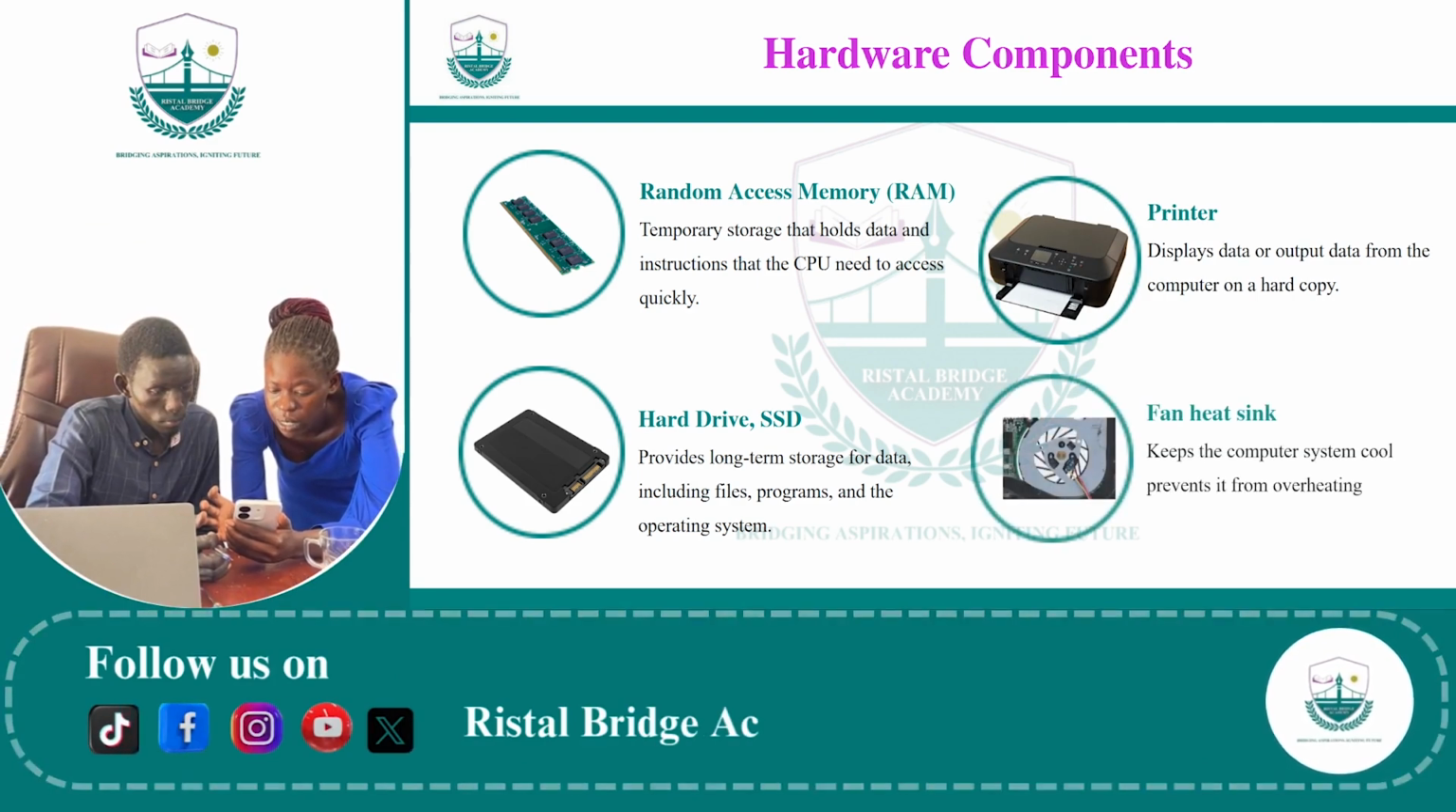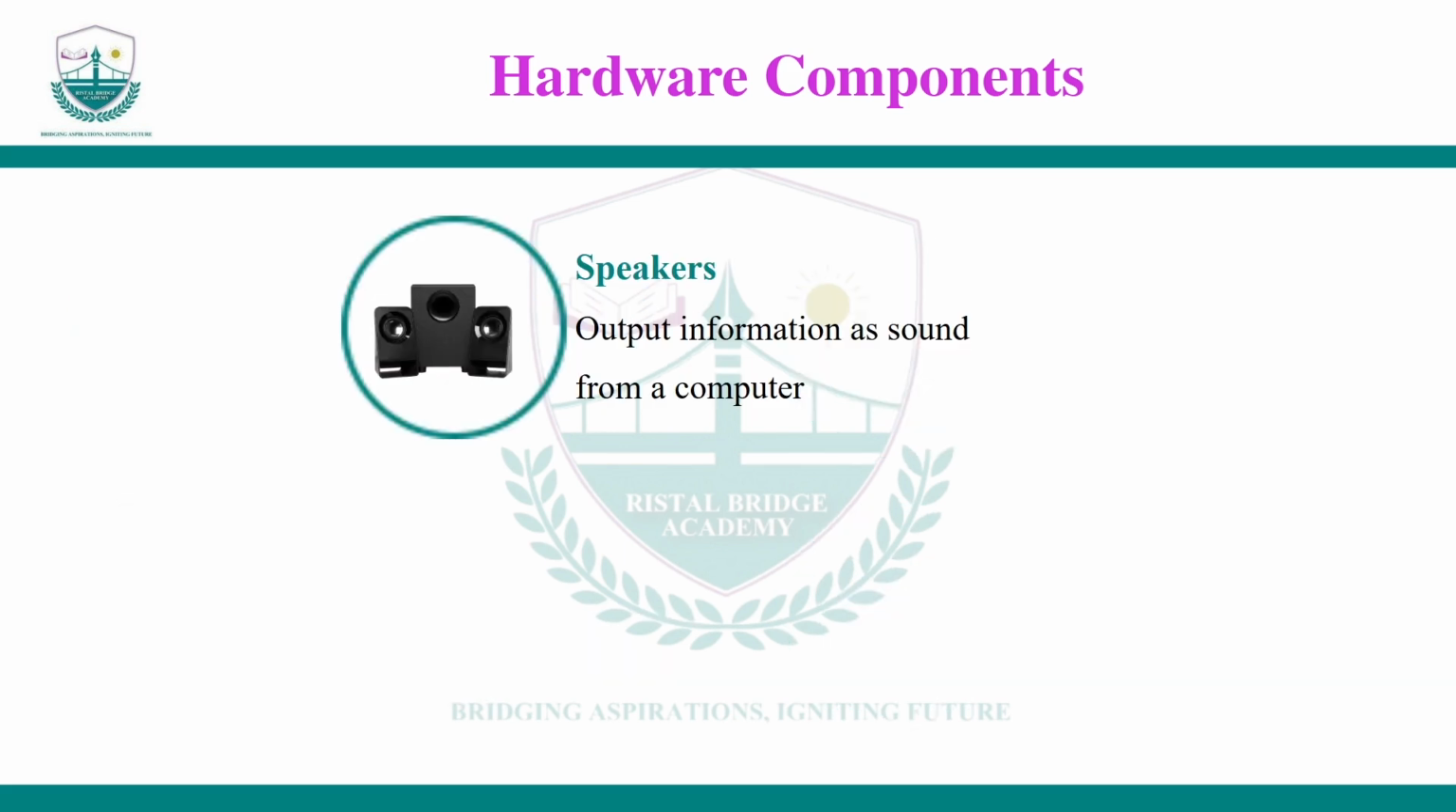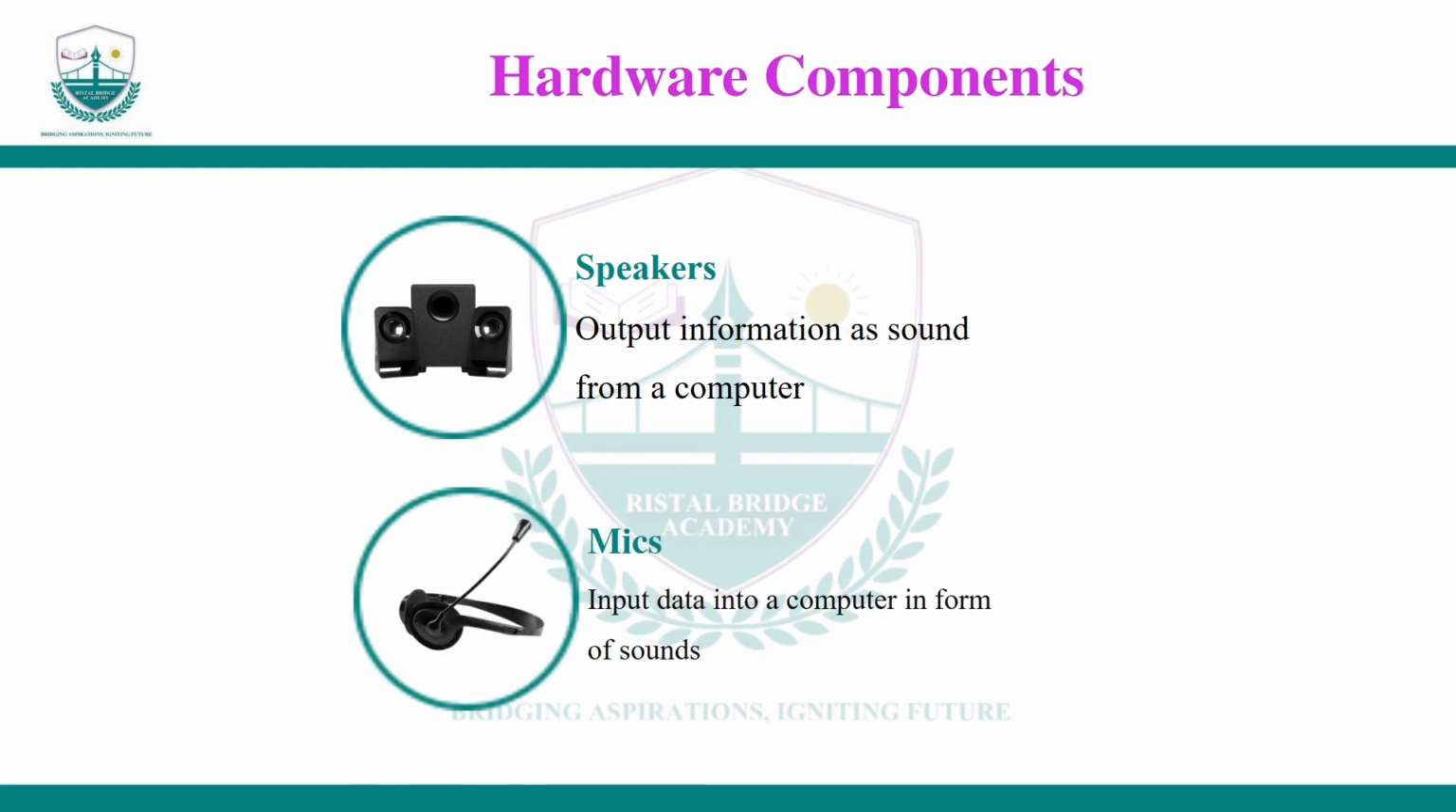Fan prevents overheating. The fan, as part of the computer's cooling system, plays a critical role in preventing overheating. Computers generate heat when they use power to process data and perform tasks. Without proper regulation, this heat can damage sensitive electronic components like the CPU or motherboard. Speakers output sound. This aids the user to listen to the information in the computer. Microphone inputs audio. These are especially useful in online meetings or voice-based applications.